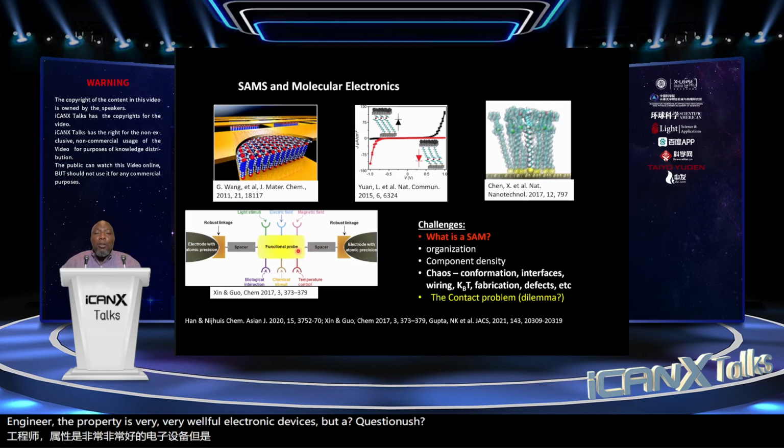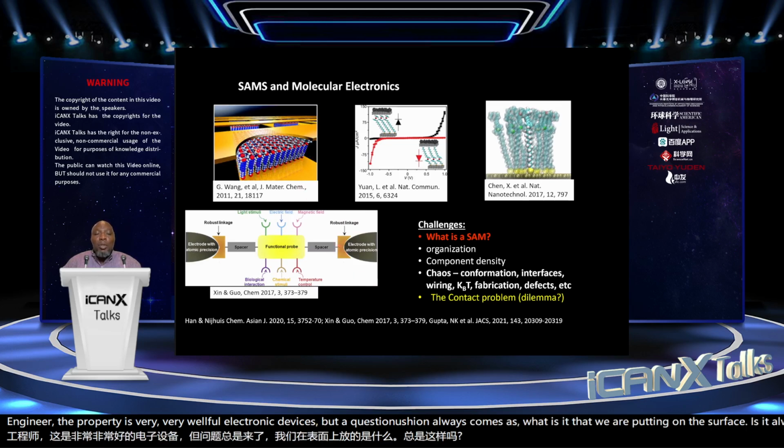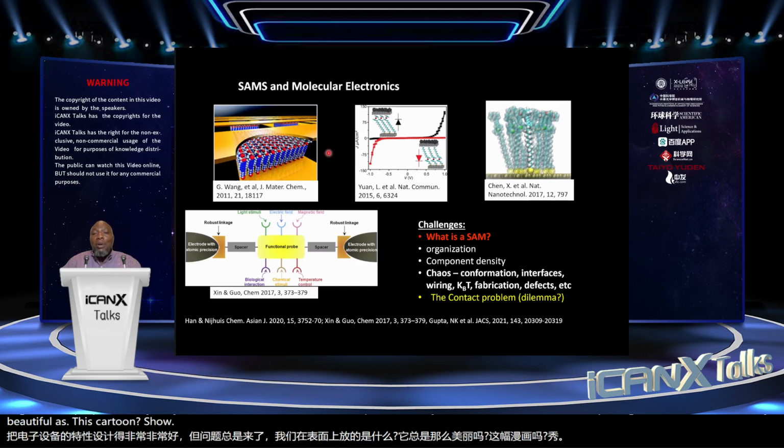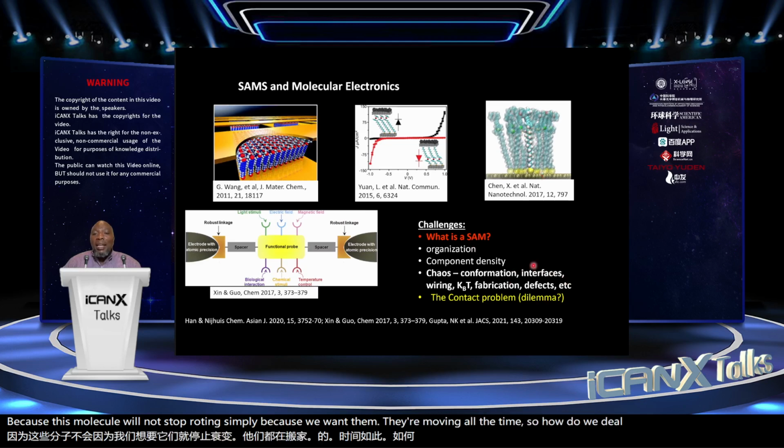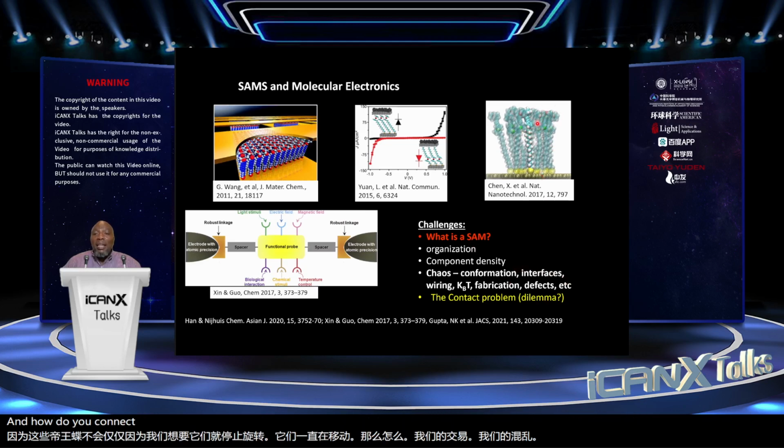But the question always comes, what is it that we're putting on the surface? Is it always as beautiful as this cartoon shows? How is the organization? What is the component density? And how do we tame the chaos, the vibrations? Because these molecules will not stop rotating simply because we want them to. They're moving all the time. So how do we deal with that chaos? And how do we connect components to it?